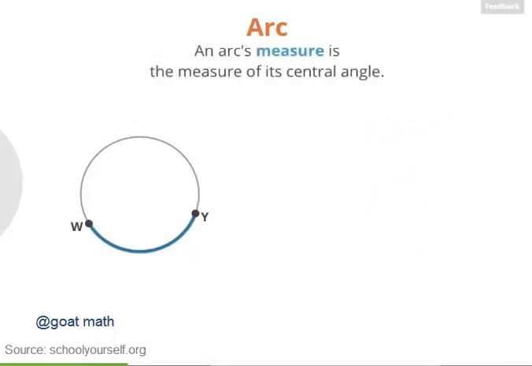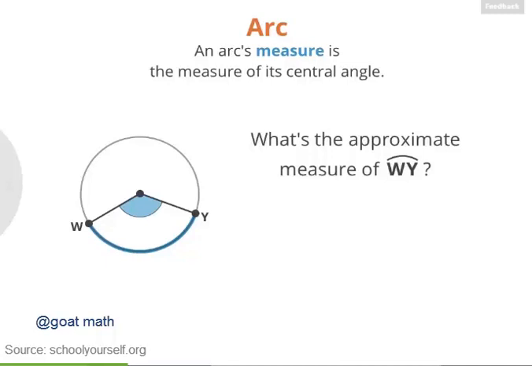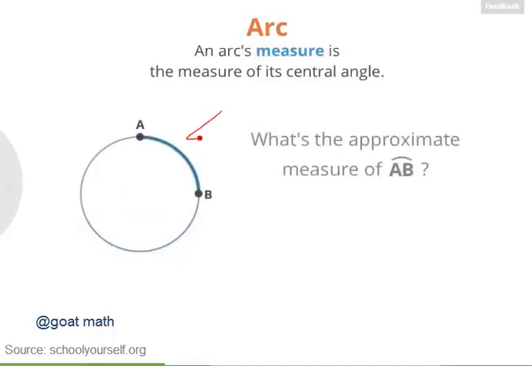Now the measure of an arc is the measure of its central angle. So here's the central angle for arc WY down here. So what would you say is the approximate measure of arc WY? Nicely done. Next, try finding the measure of this arc AB. This time we haven't drawn the central angle, but see if you can still figure this out. Right, so this arc seems to measure about 90 degrees.